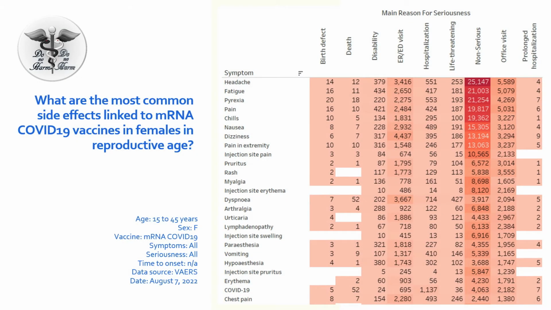What are the most common side effects linked to mRNA COVID-19 vaccines in females within reproductive age? This slide shows a range of reported symptoms for another sensationalized demographic profile. However, VAERS does not have long-term information specifically relevant to reproductive health and necessitates review of additional studies to support any conclusions. We have compiled relevant materials on our resource page, which specifically includes a pregnancy registry for COVID-19 vaccines.